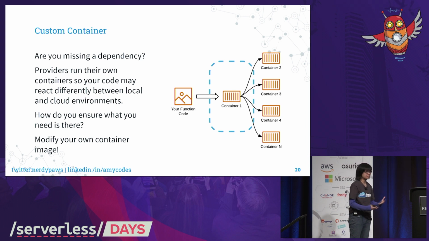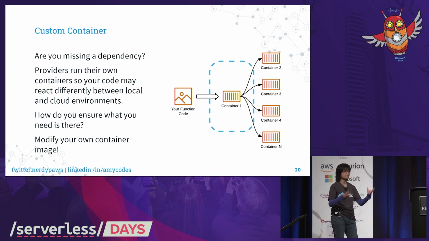So when we're missing dependencies, we have to create a custom container just to run the things that we think should be running anyway. Since providers run their own containers, they want things that are lightweight for them, that they can use, and that they have already optimized. To make sure what you need is there, you have to modify that image. And the only way to modify it is to remove one of the advantages of serverless, and that's having a fully managed service. So now, if you make your own container image, you have to make sure your container is also updated. Now it's your responsibility.